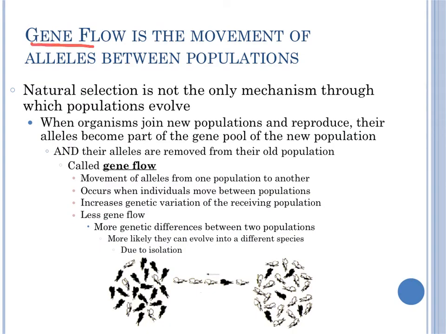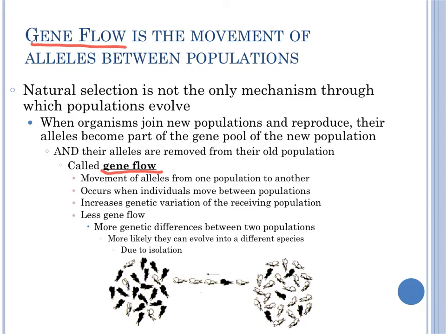Gene flow is the movement of alleles between populations. Natural selection is not the only mechanism through which populations evolve. When organisms join new populations and reproduce, meaning they move from one population to a new population of the same species, their alleles also become part of the gene pool in the new population. And their alleles are removed from their old population. This movement of alleles is called gene flow, moving from one population to another.